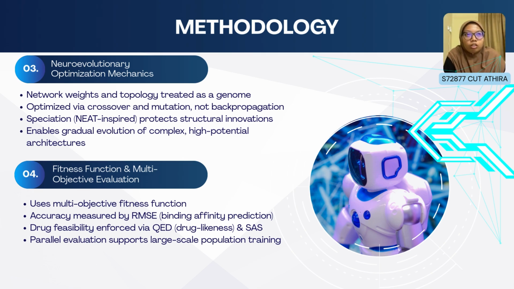For the third methodology, evolutionary optimization and intelligent integration. Optimization in this framework is performed using an evolutionary approach rather than backpropagation. All network weights and topology are treated as a genome and optimized through genetic operators to promote structural innovation. A speciation mechanism inspired by NEAT is applied. This allows complex and promising architectures to evolve gradually without being limited too early.